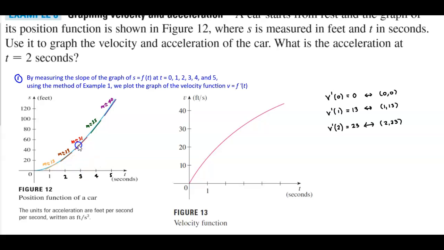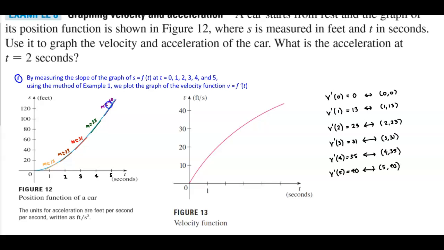Then at 3, if we create a tangent there and find the slope of that tangent, we get approximately 31. So the slope is 31, so we get 3, 31. And then at 4, if we want to find out what the slope is at point 4, we get a slope of 35. Now again, these are all approximations. And then at 5, we get a slope of approximately 40. So the velocity at 5 has an approximate slope of 40. So that gives us our ordered pairs.